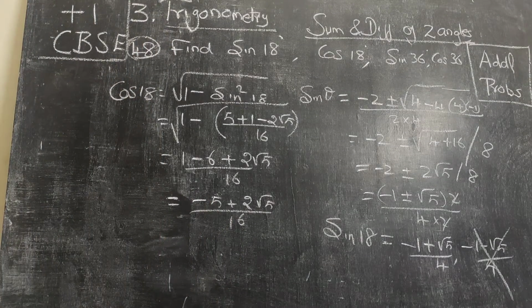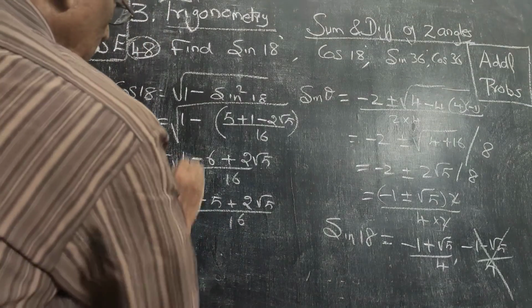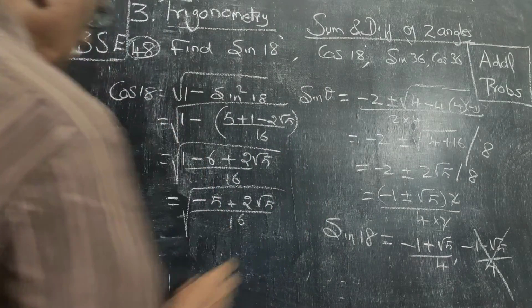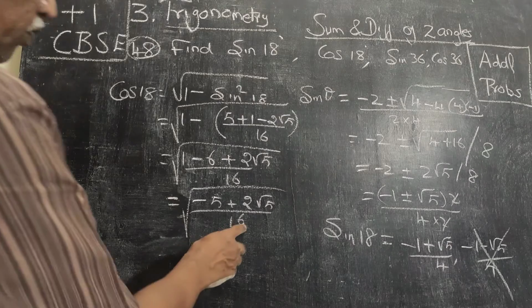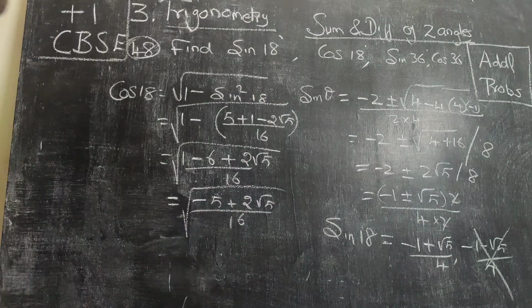So the answer for cos 18 is the square root of minus 5 plus 2 root 5 by 16. It can be simplified. 16 can be taken as 4 squared, and then we can leave it as it is. Now coming to the next two parts, sin 36 and cos 36.